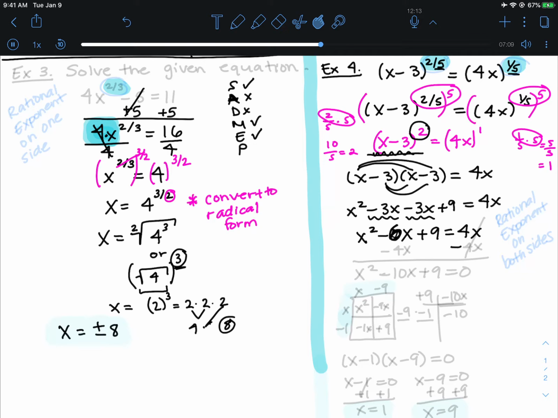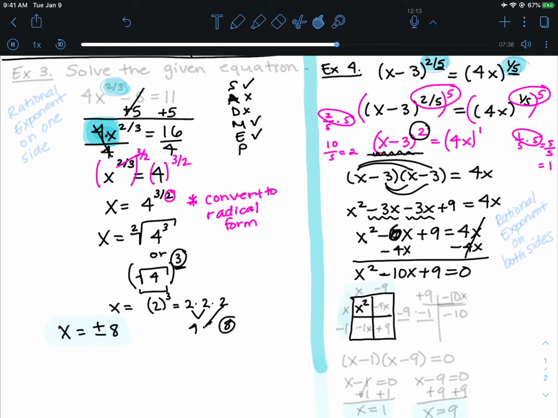So I'm going to subtract this 4x with the 6x, because those are the ones with matching variable and exponent. Therefore, that cancels out, leaving me with x squared. Negative 6 minus 4 is going to be negative 10x plus 9 equals 0. So now we have to do tic-tac-toe or the tabular method. We'll go ahead and do this one.